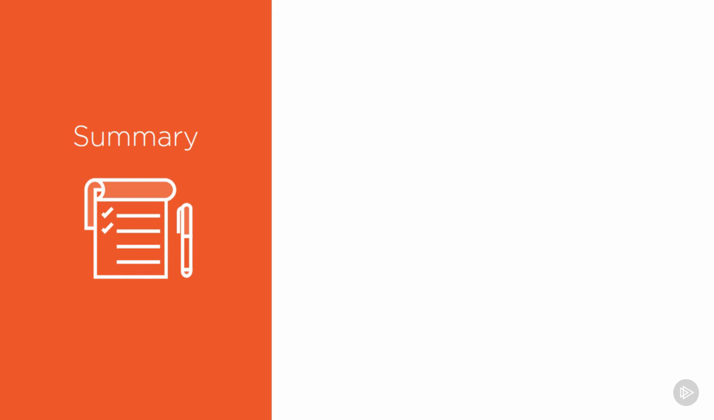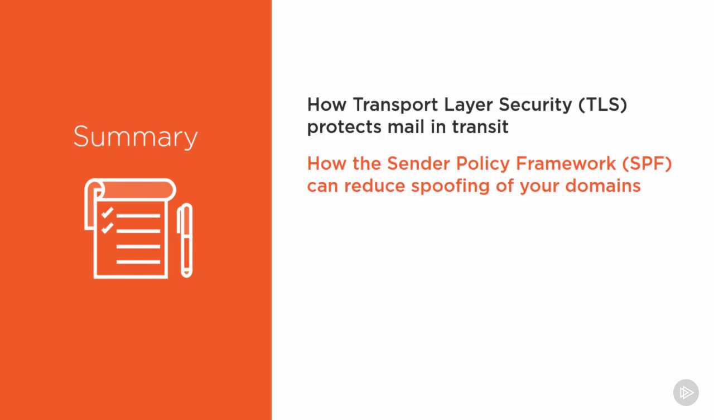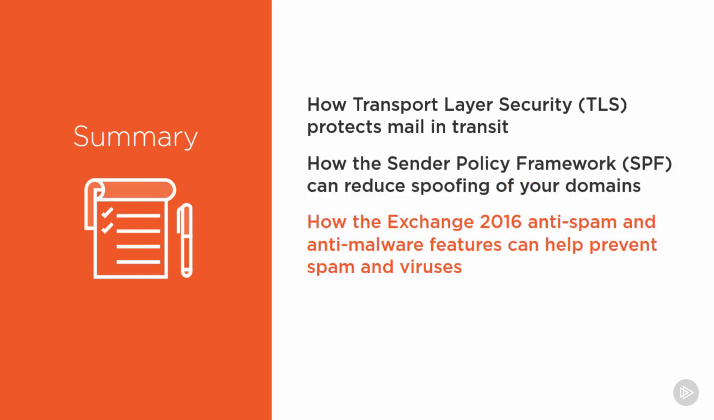So let's wrap up this module in which we learned about how Transport Layer Security, or TLS, protects mail in transit, how the Sender Policy Framework, or SPF, can reduce spoofing of your domains, and how the Exchange 2016 anti-spam and anti-malware features can help prevent spam and viruses. They're not commonly used in the real world, but they are available to you if you don't have third-party products or services available to use instead, and you at least need to know about them in case you get any questions on the certification exam.